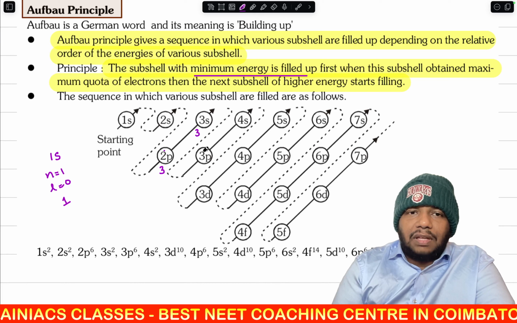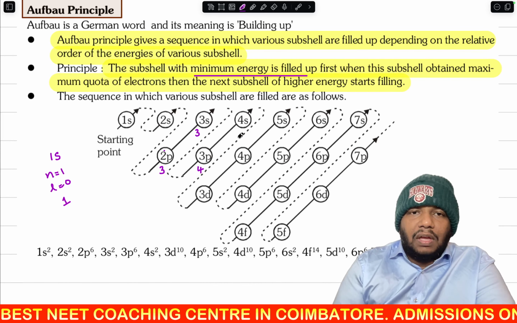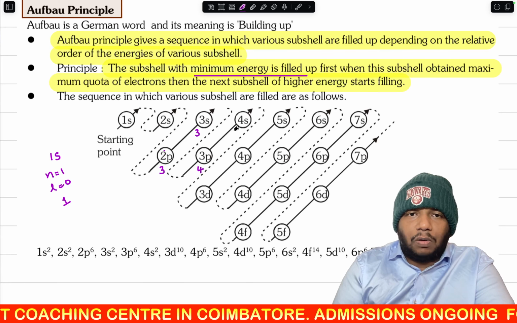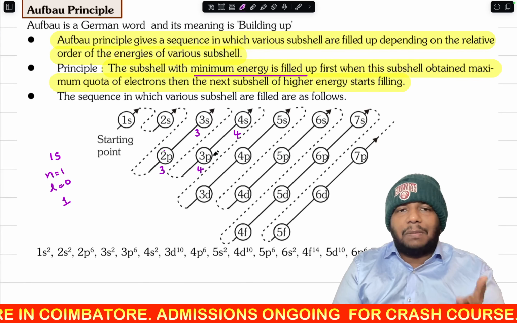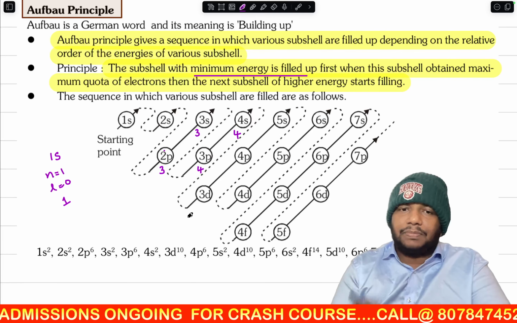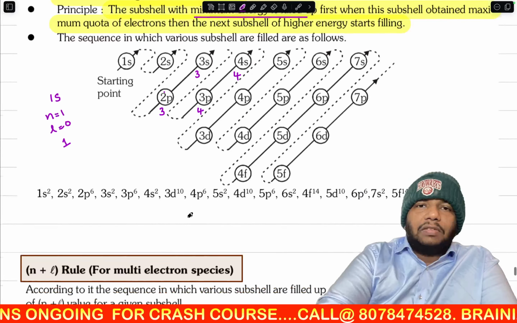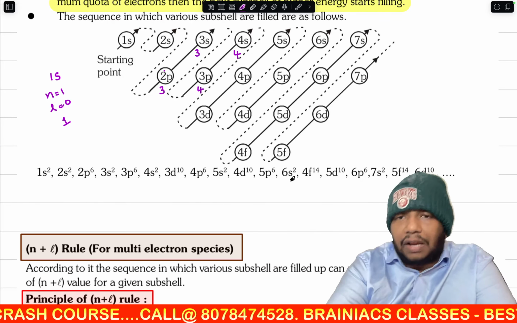Now 3p means 3 plus p value, which is 1. So 3 plus 1 is 4. Here 4s means 4 plus 0, that is 4. Here also you can see both of them have the same n plus l value. So the one with the lower n value, that is 3, is filled first. I hope you are understanding. So based on this, we can easily write the electronic configuration of any particular element.